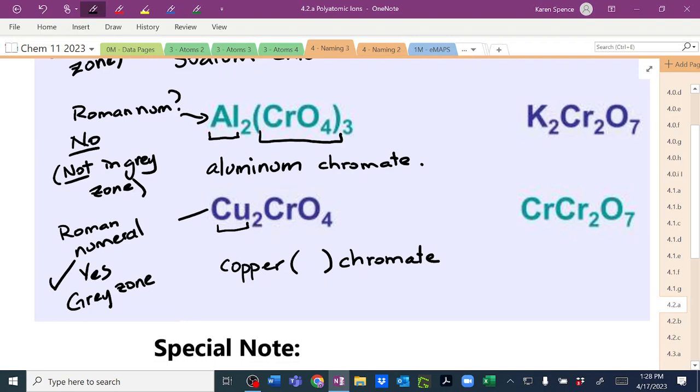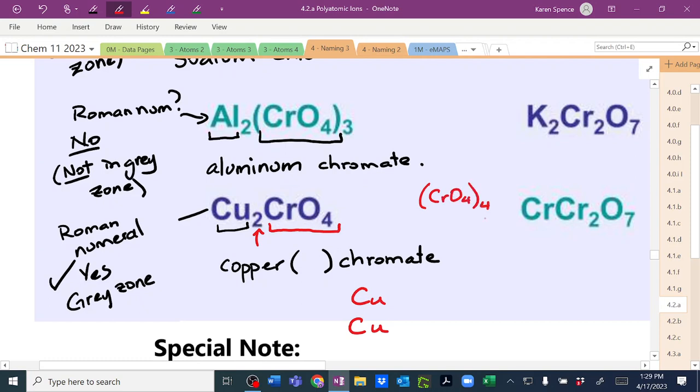Sometimes you can just do this in your head, but I'm going to write it out so you can see the steps. We have 2 coppers, so I'm going to write out Cu and Cu, 2 coppers. How many chromates do we have? Do we have 1 chromate or do we have 4 chromates? We have 1 chromate. If I wanted to have 4 chromates, it would look like this. But this right here, that's just 1 chromate. Chromate contains 4 oxygens, so you got 1 chromate, CrO4, so we'll draw 1 chromate.